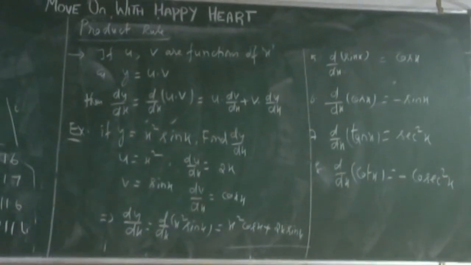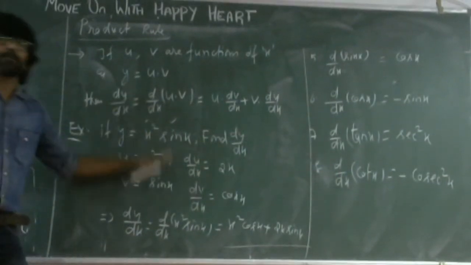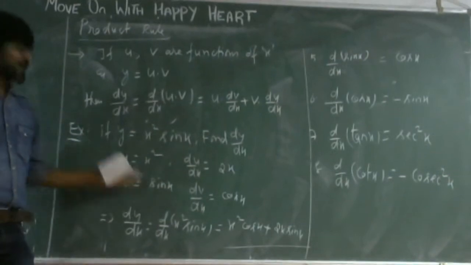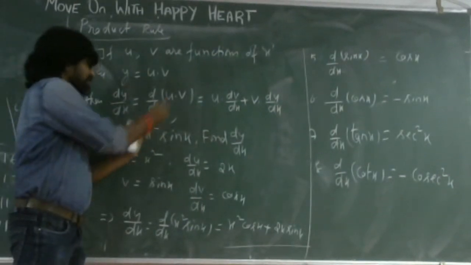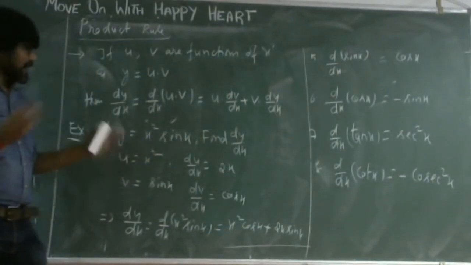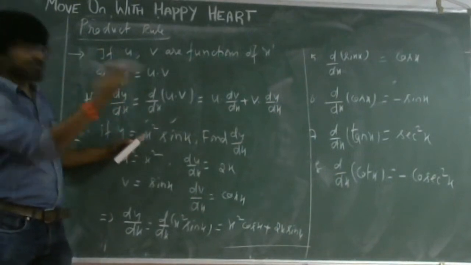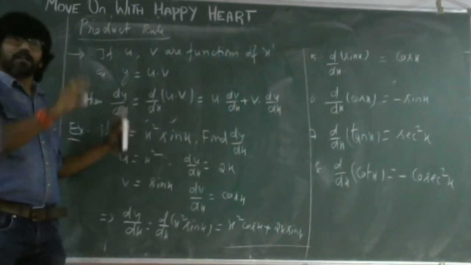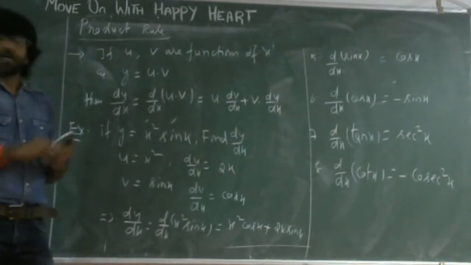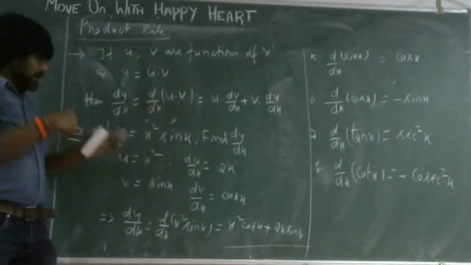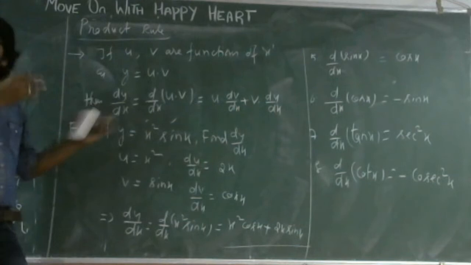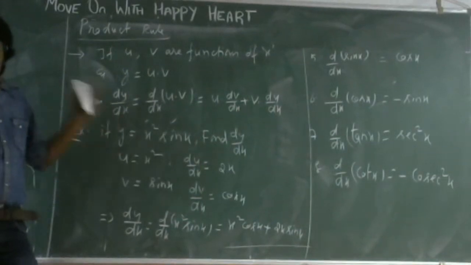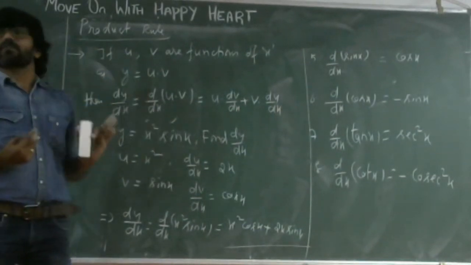Next, this is how you have to make use of the uv formula. In place of this, you can have sin x log x, or e power x into x square, or e power x log x, or 2x plus 1 into x square. Both are functions of x only. One you have to take as u, another one you have to take as v.